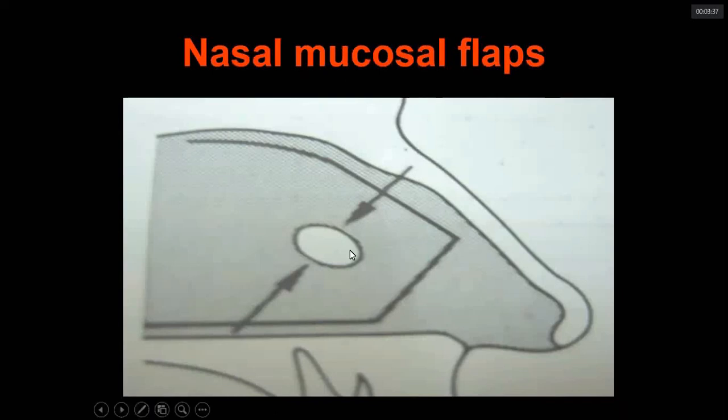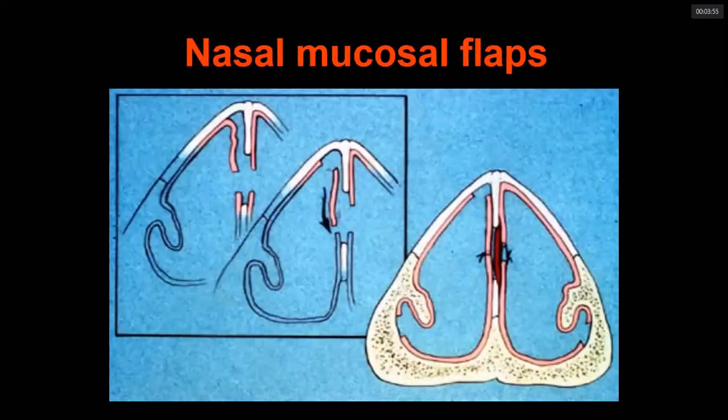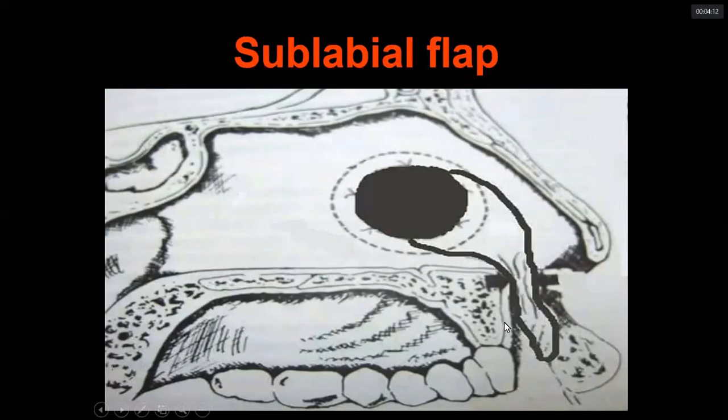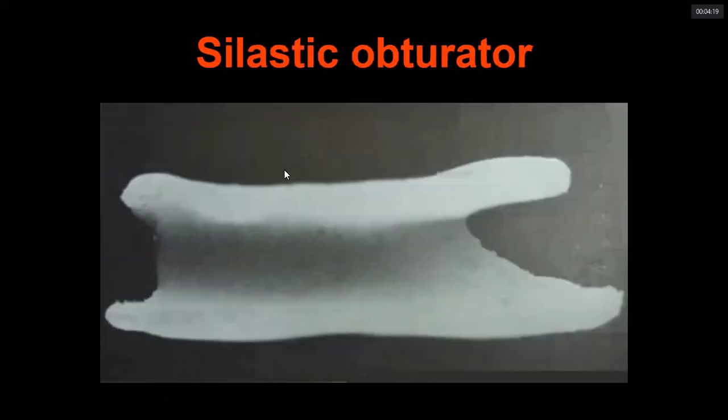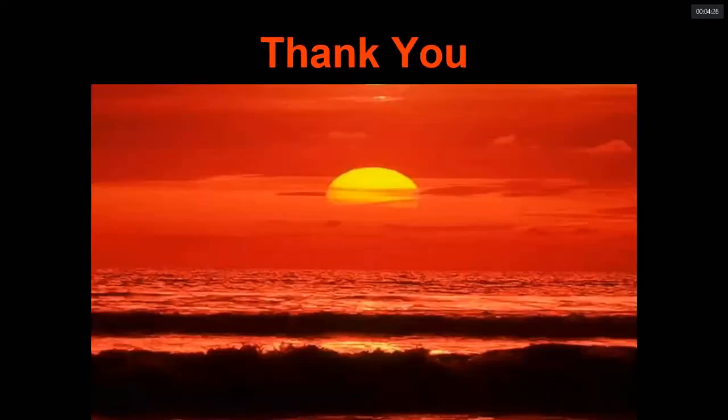Look here, if the perforation is of this size, then what we do is we just undermine the flap, pull it, and then cover it. And because the flap has not lost its blood supply, there is a very good chance of healing. Here we have the perforation, and here the mucosal flap has been advanced and brought up to here, and it has been closed. Later on, we hope that this area will grow and the perforation will be sealed up. Similarly, there is a sublabial flap, where a flap is taken from here and put there, covering the perforation. And this is a Silastic obturator, which is put inside to seal the perforation. Okay, so that is all.